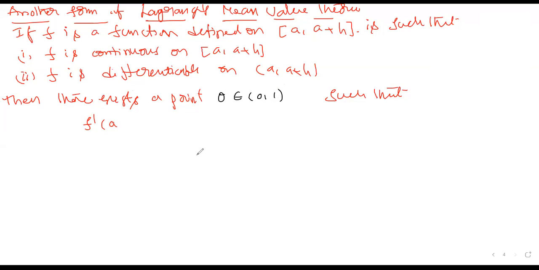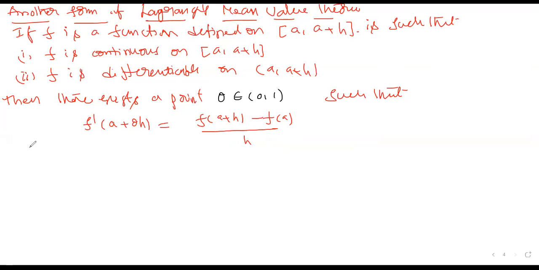Theta belongs to open interval 0 comma 1 such that f dash of a plus theta h equals f of a plus h minus f of a by a plus h minus a. A plus h minus a, that means a cancels, then simply this can be written as h. So this is another form of the Lagrange's mean value theorem. Now we have to use this form also to solve some of the problems. Now we have to write one example on this statement.